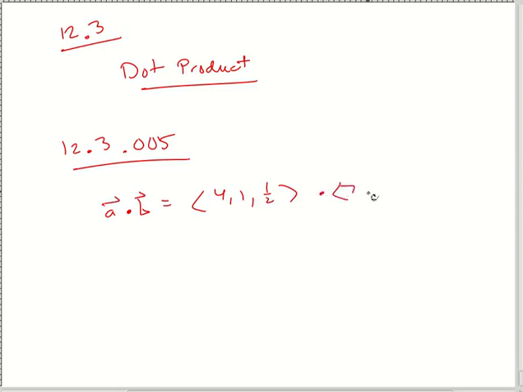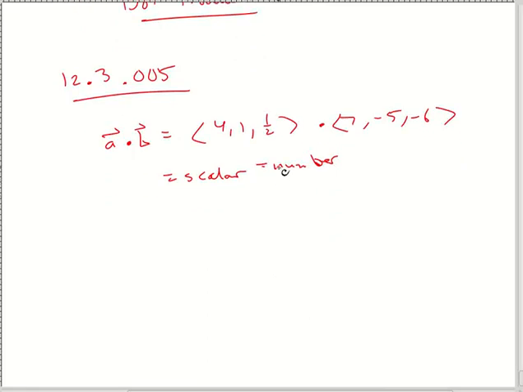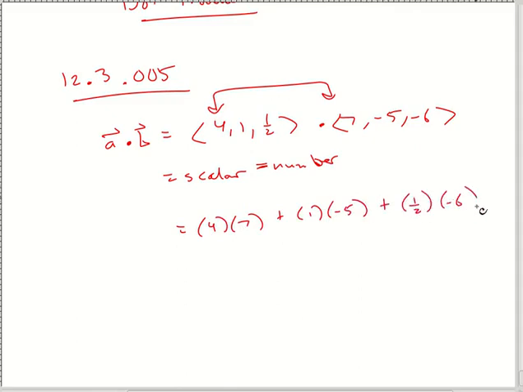So dot product, if you remember, I'm pretty sure this is in pre-calculus, this always results in a scalar, like a number. Like the answer might be 5 or 3 or something like that. So we're going to get a number out of all this. I'm simply going to multiply my like components together. So my x's together plus my y's together plus my z's together. You add them all up and you get an answer.